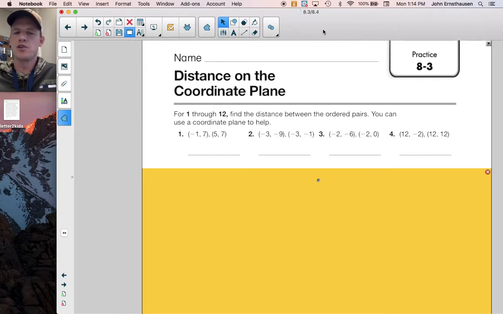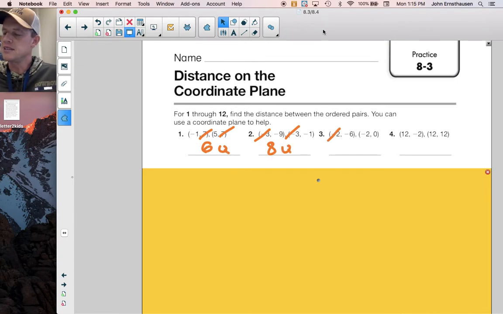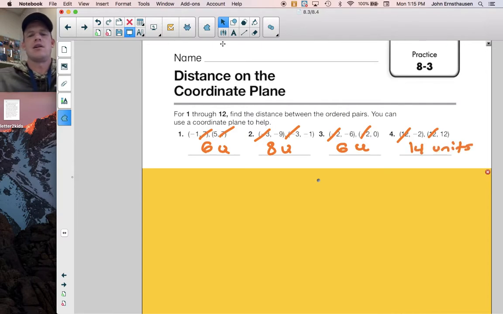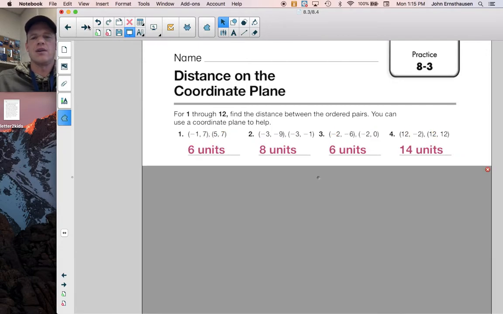Okay, just as a review, you're looking at what's the same, the x or the y. So in number 1, the y is the same. So how far is -1 from 5? It would be 6 units. I'm just going to do U for units. Number 2, the x is the same. -9 and -1 are 8 units apart. We're just talking distance here. Number 3, the x is the same. -6 and 0 are 6 units apart. Sorry how sloppy my U's are. And finally, number 4, the x is the same again, and -2 and 12 are 14 units apart. 6, 8, 6, 14, okay, for those.